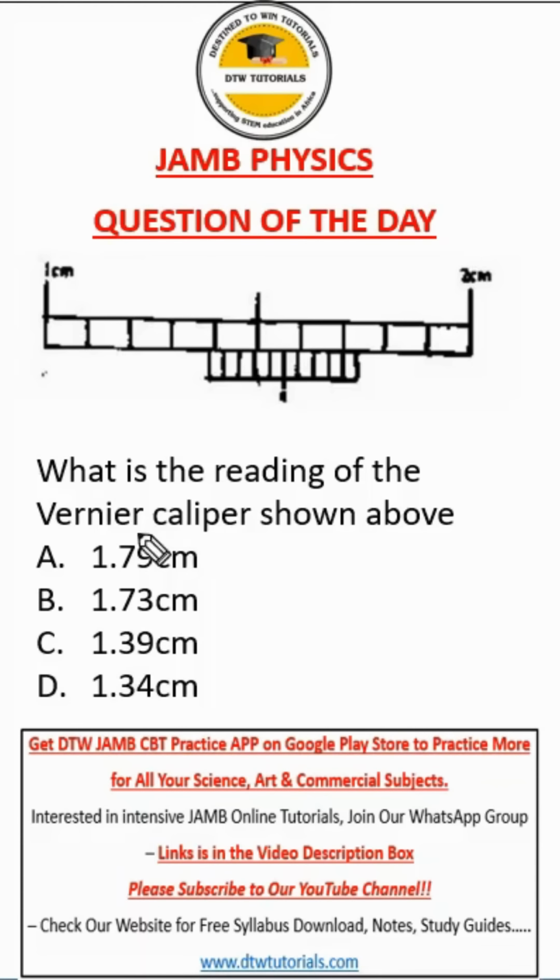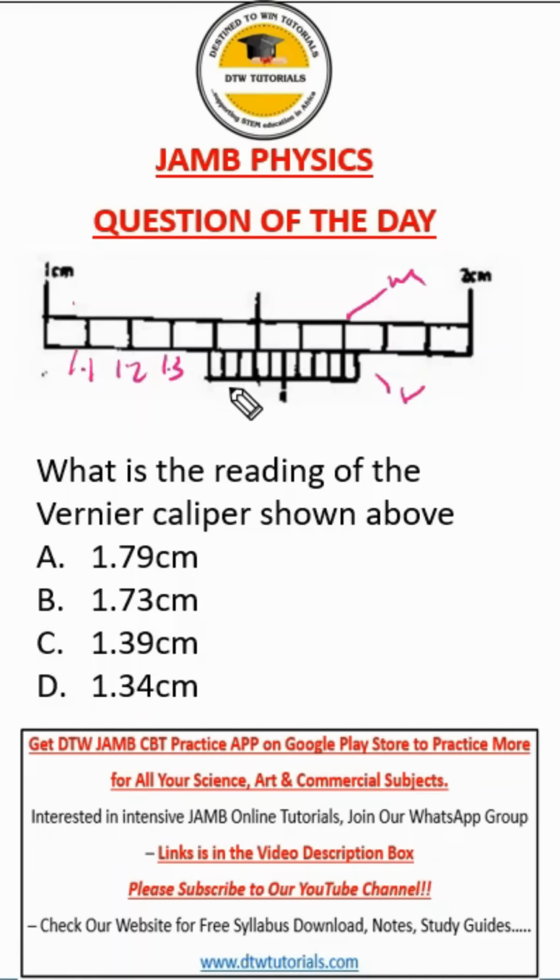This JAMB physics question says, what is the reading of the vernier caliper shown above? Here, this is the main scale. Now, this is the vernier scale. So we have to look for the value for the main scale and then add the value for the vernier scale. How are we going to do this? Look at the main scale. We have 1 centimeter here. Here is 1.1. Here is 1.2. Here is 1.3. So we stop here.